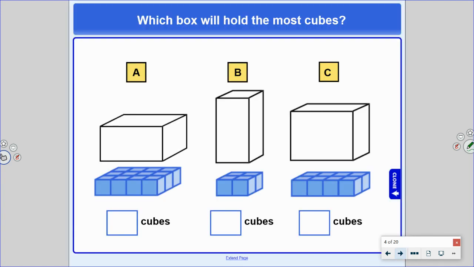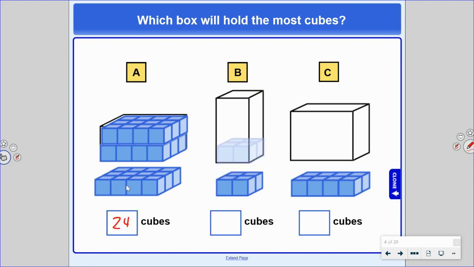All right, which box would hold the most cubes? Box A, box B, box C. Take 5 seconds to make a prediction. Now, if we look at box A and I pull this up, we notice that there is one layer of 4 by 3. In other words, that's 12 cubes. If I put another layer in, another set of 12, well, I guess that means there would be 24 cubes.